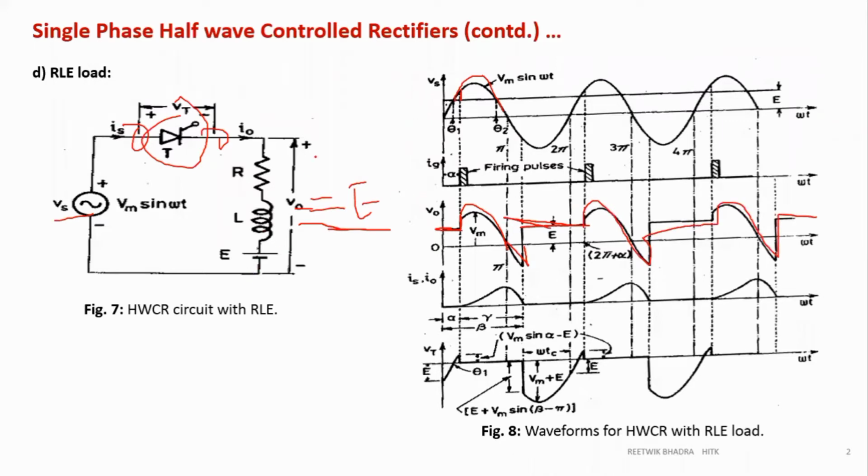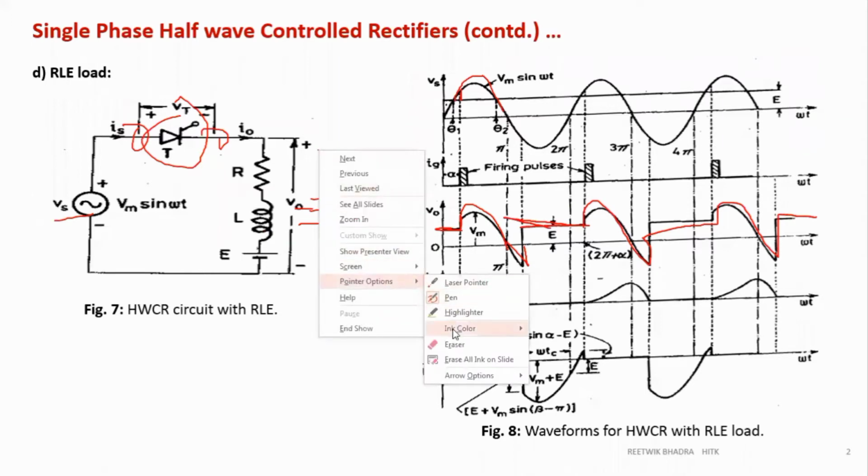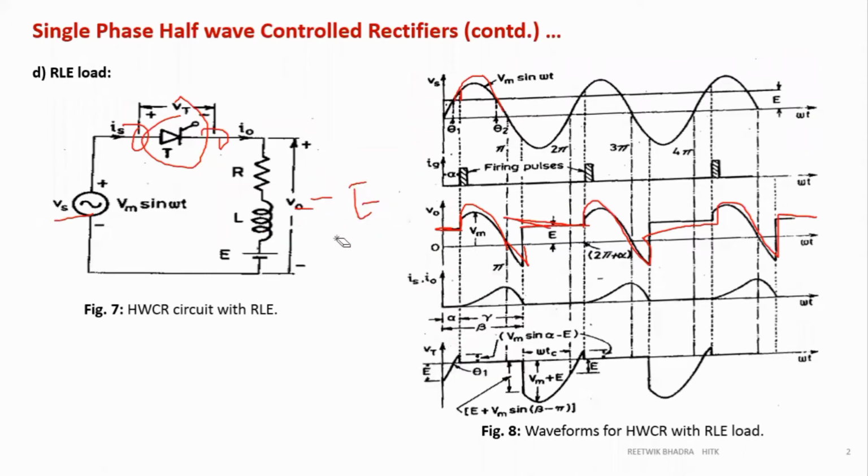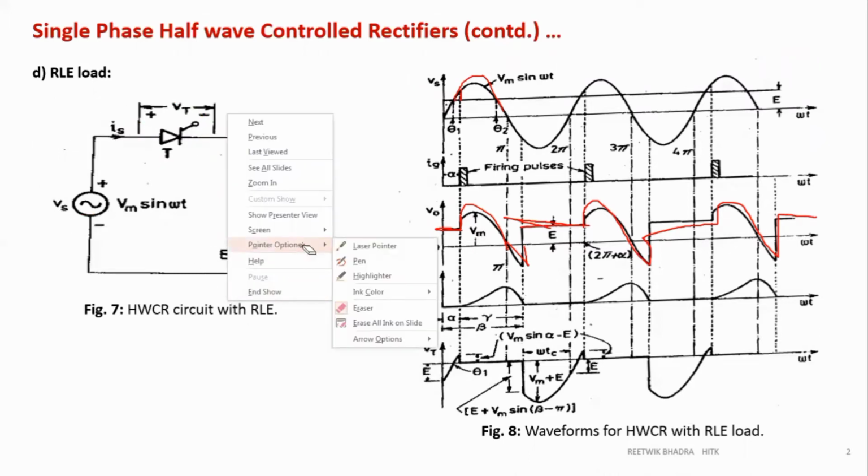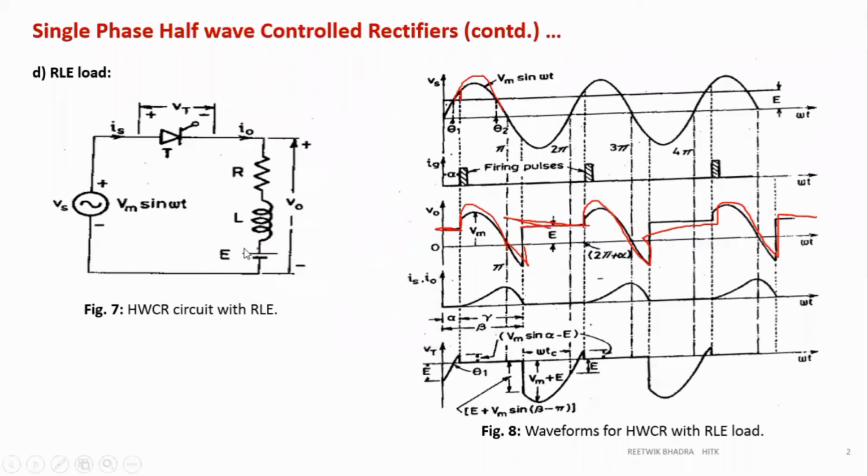So what is the main difference with the previous RL load? If I compare with the RL load, during the off period we have one voltage in the output, which is your E. So whenever my thyristor is off, we are getting a voltage E. Whenever it is on, it will follow my Vs, and since it is an inductive load, it will continue in the negative direction also because it has to discharge.